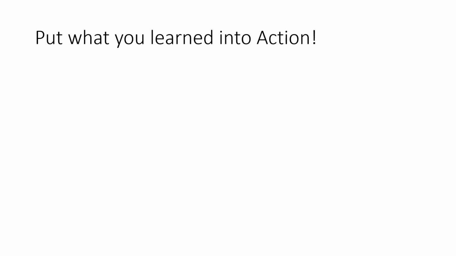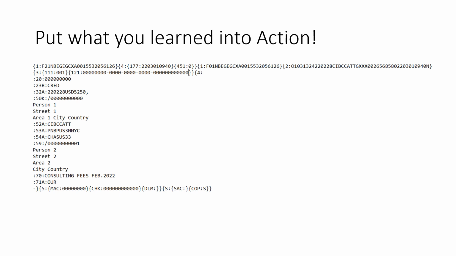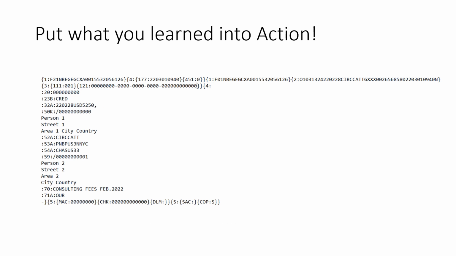Now we're going to put what you learned into action. This is a sample from the MT103 message. Can you identify 3 things you learned in this message? Well, the first thing you should notice is those following characters. So this looks like the BIC, but it's a little different from the BIC. So is it the BIC or is it something else?